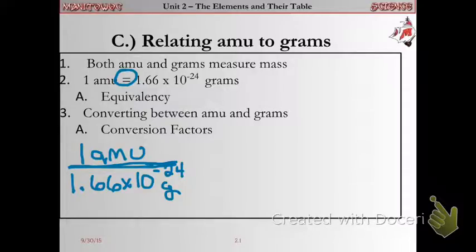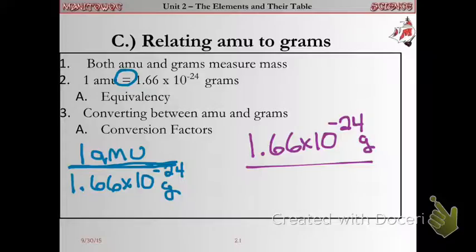The second thing that we can say is we can actually take what's called the reciprocal of that. We can flip that around. So the other conversion factor is simply 1.66 times 10 to the negative 24th grams over 1 AMU. Okay, so we have here 2 conversion factors. Now, we're going to have to pick one of those 2 when we ask the question, okay, we've got so many AMUs and we want to turn that into grams. And I'll show you how to do that on the next slide.